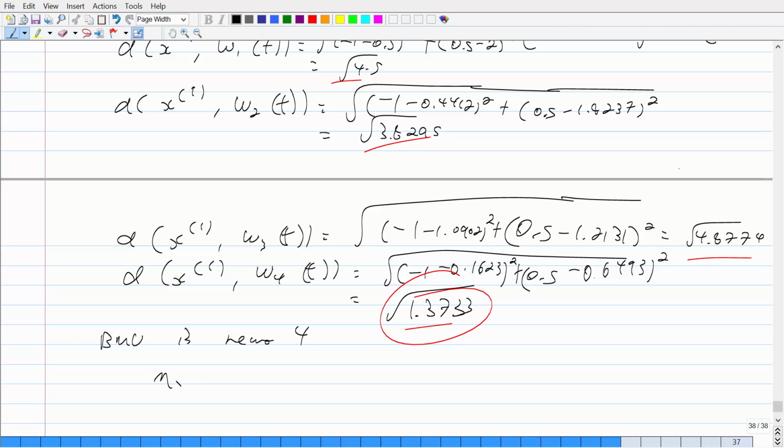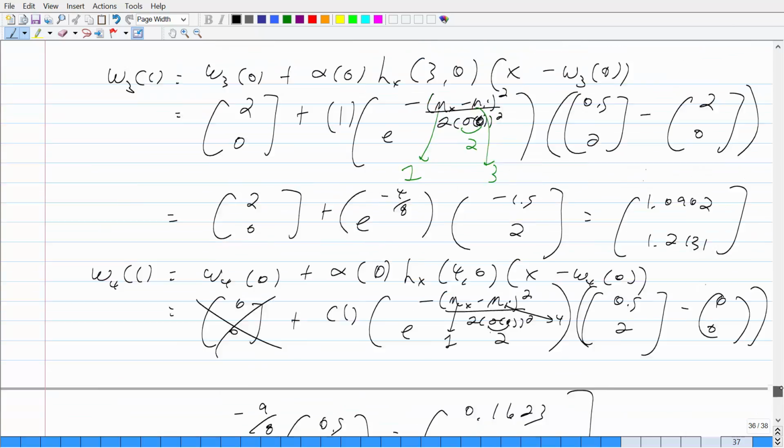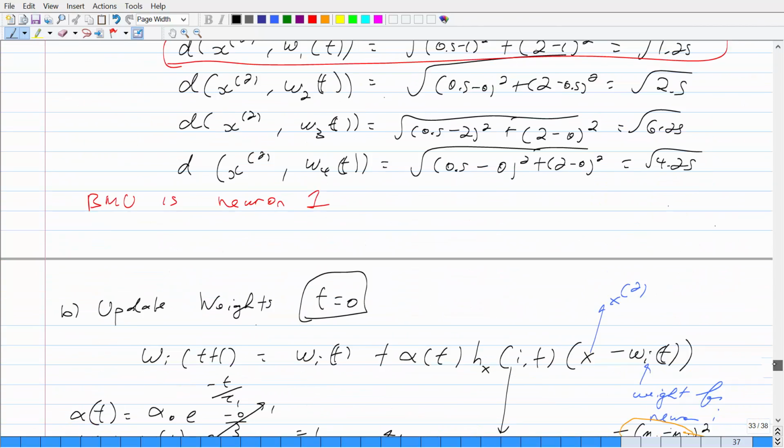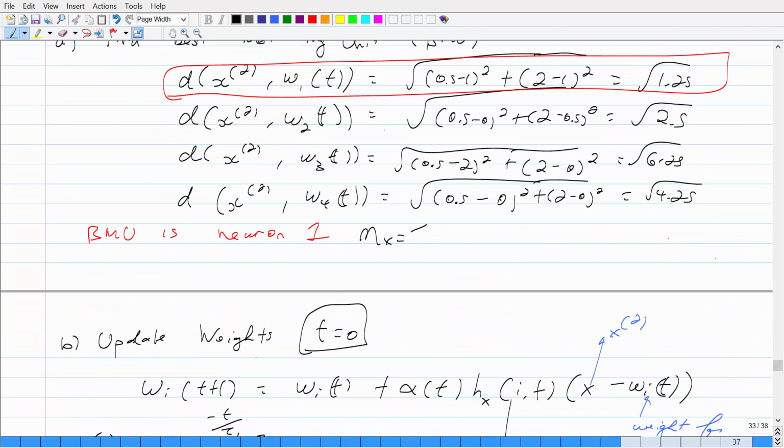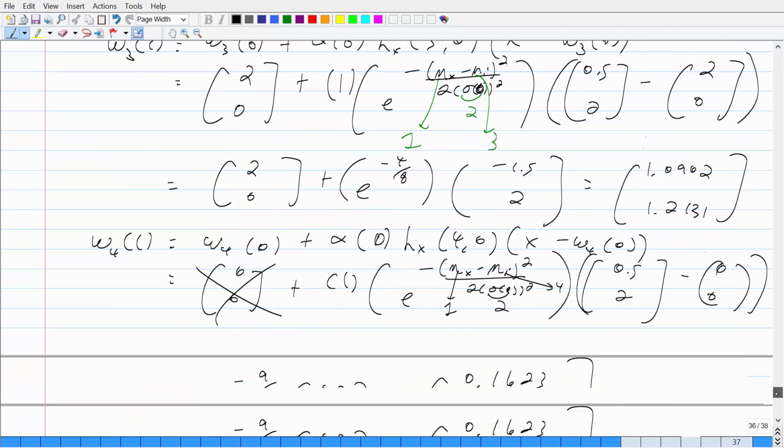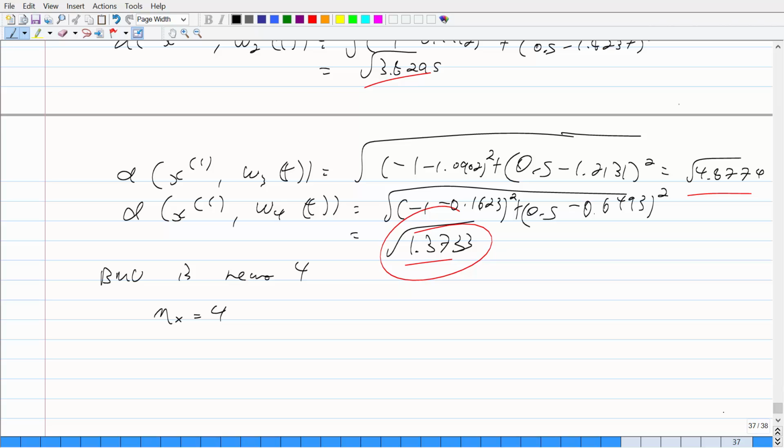This means that the position for the best matching unit is position number 4. And I like to explicitly put that up above. So the best matching unit in this case is 1. So this is the position itself. If this was a 2D grid, then you'd have a 2D spatial coordinate, but anyway. So last but not least, we're going to update the weights.